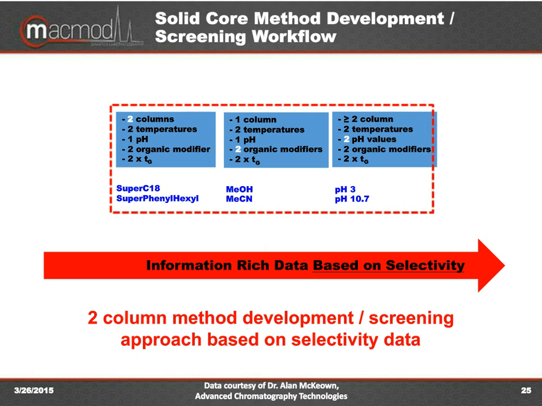Usually you need 3 pH values to have a checkpoint in the middle, and here the example is pH 3 and pH 10.7. That would provide enough data for input into a software package like DryLab to do an actual 3D cube optimization, where you can find the best place to operate within an entire cube of an experimental design in a working space. So that's an example of how you can use the various columns, mobile phases, and pHs to tackle very difficult separation and method development problems.